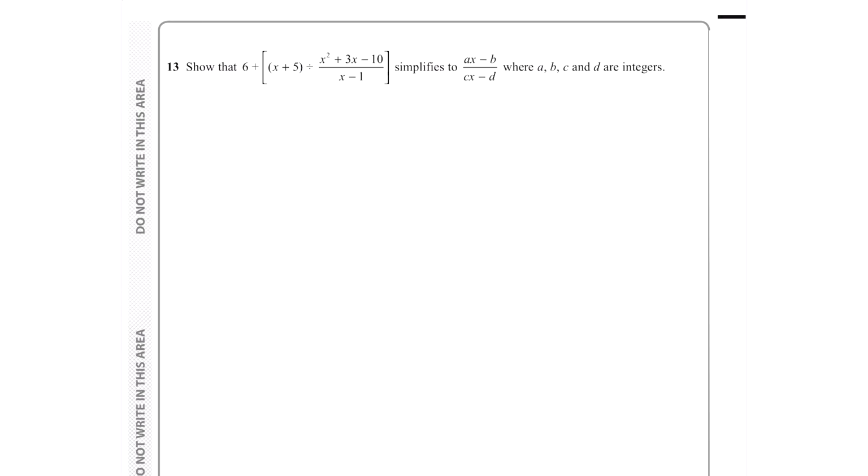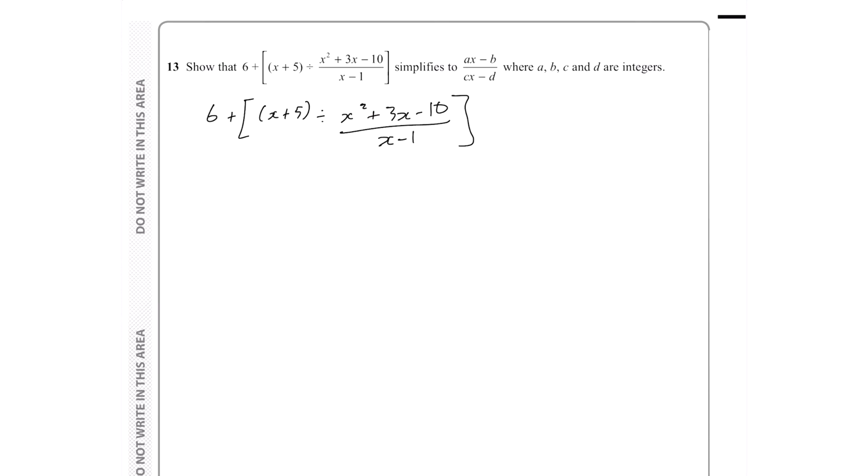Show that 6 plus [x plus 5 divided by (x squared plus 3x minus 10) over (x minus 1)] simplifies to (ax minus b) over (cx minus d). Right, so let's start by writing this out. So that is 6 plus, let's keep the square brackets for now, x plus 5 divided by x squared plus 3x minus 10 over x minus 1.